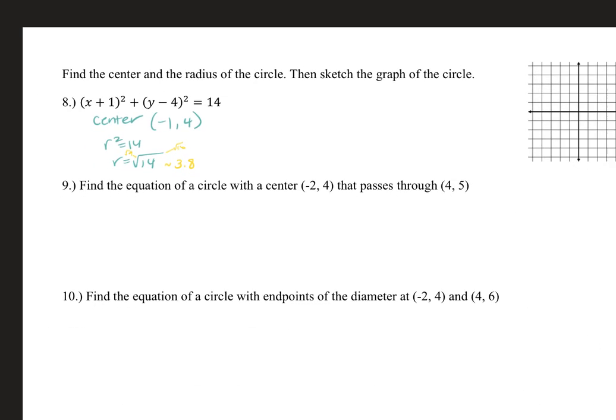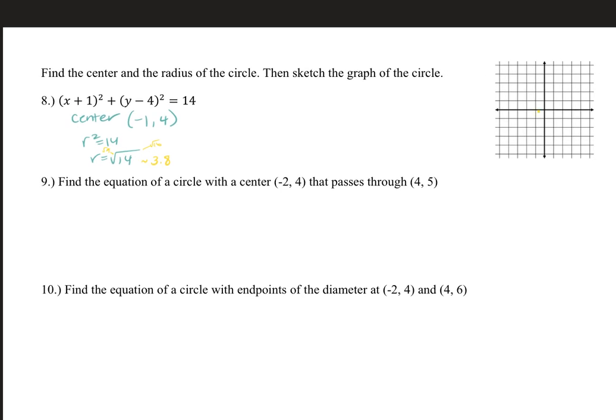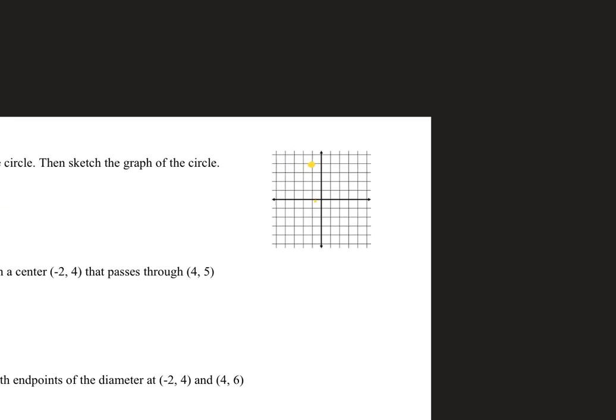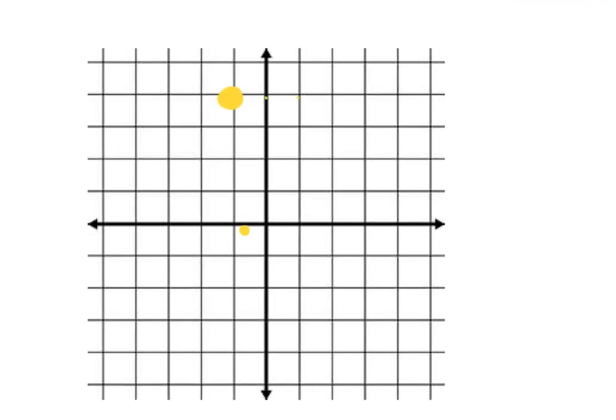So when I go to graph this circle, I'm going to start at -1, 4. And then I go up, right, down, and left 3.8 each time.